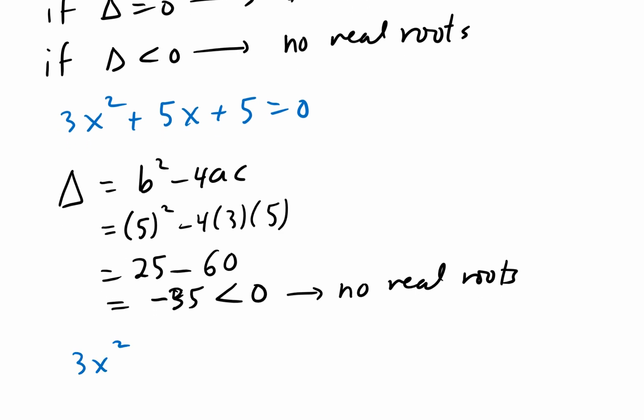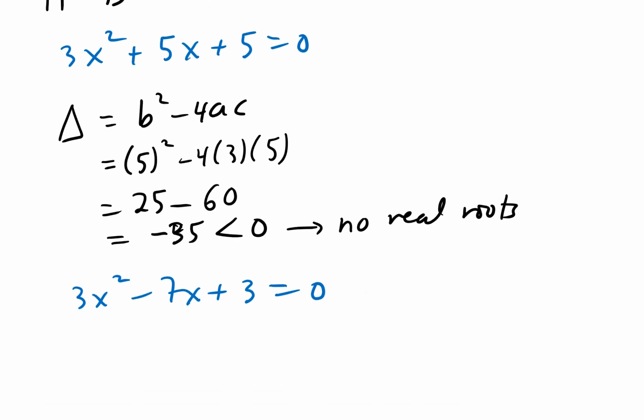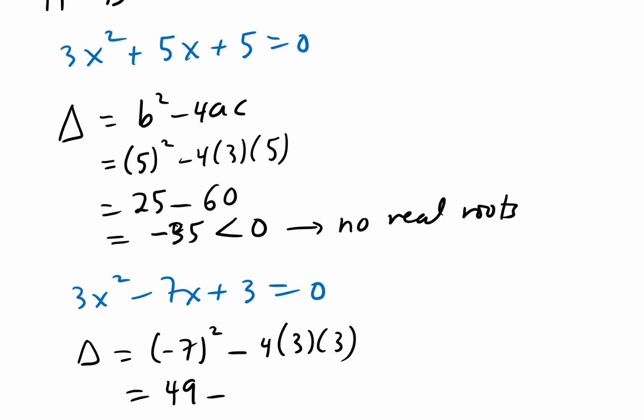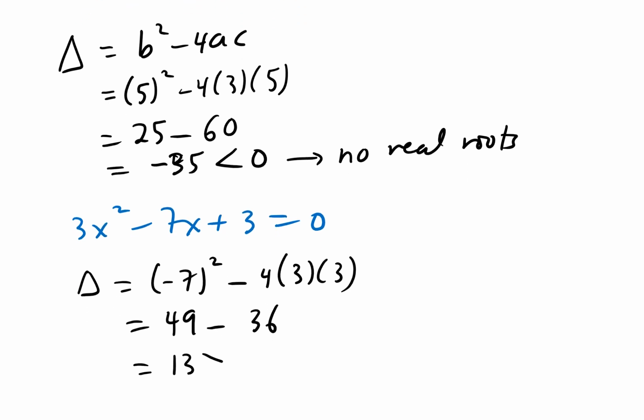How about 3x squared minus 7x plus 3 equals 0? You may pause the video and try it. How many real roots does this equation have? Well, we find the discriminant, b squared, which is negative 7 squared, minus 4 times a, 3, times c, 3. So this is 49 minus 36, which is 13, bigger than 0. So the equation has two distinct real roots. Two distinct means two different real roots.